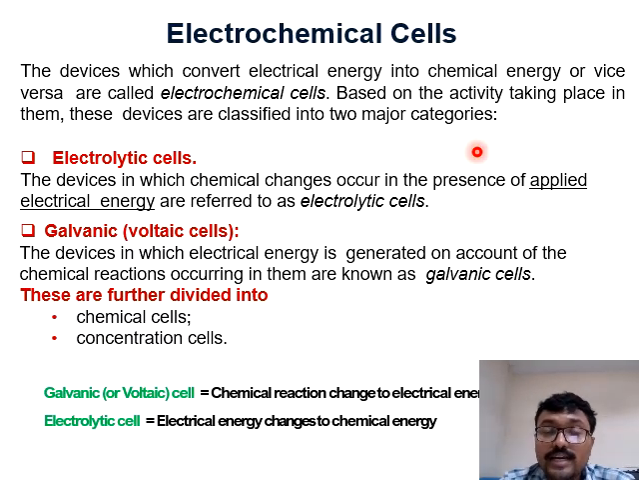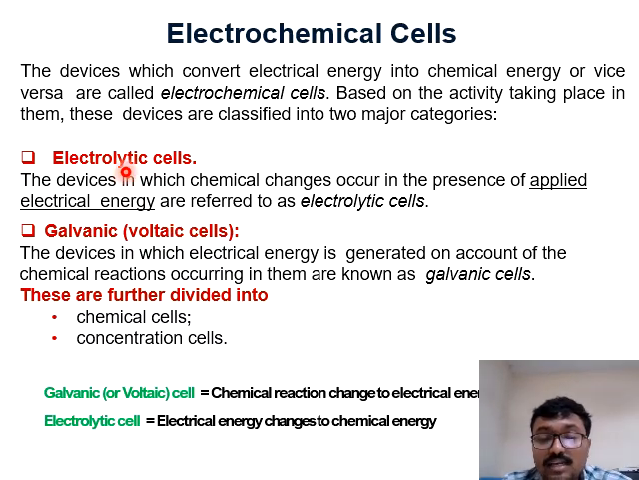Now, with electrolyte and electrode, we can make an electrochemical cell. So, what is an electrochemical cell? An electrochemical cell is a device which converts electricity into chemical energy, or vice versa, chemical energy into electricity. Based on the activity taking place in the electrochemical cell, the devices are classified into two major categories. One is called the electrolytic cell, another is called the galvanic cell.